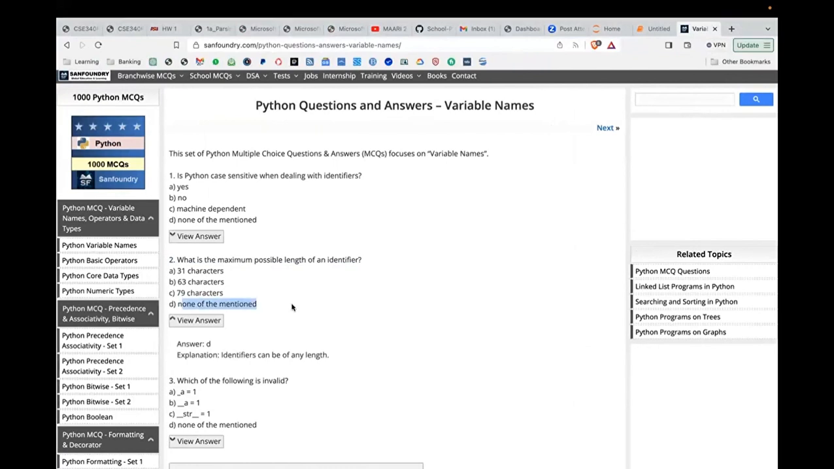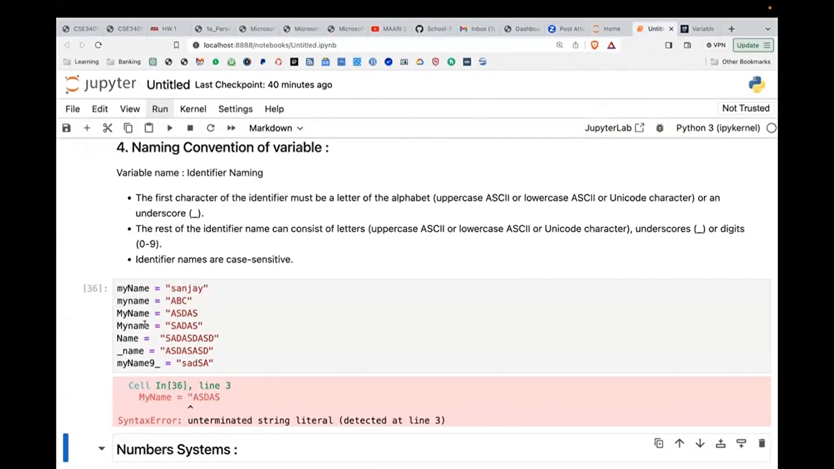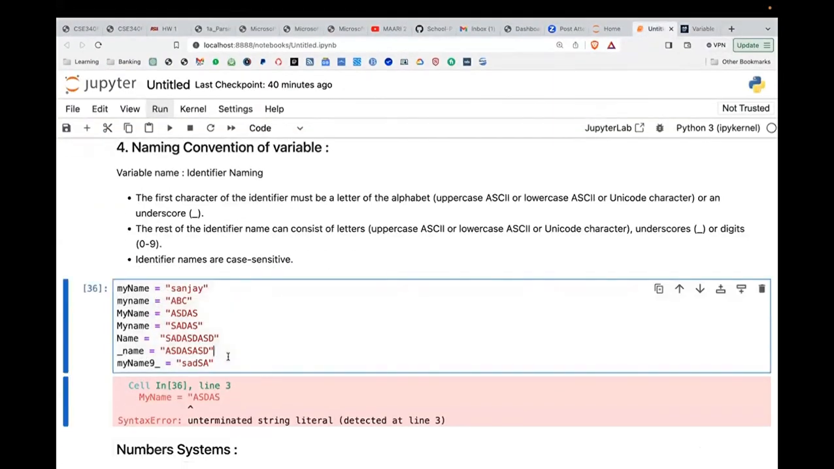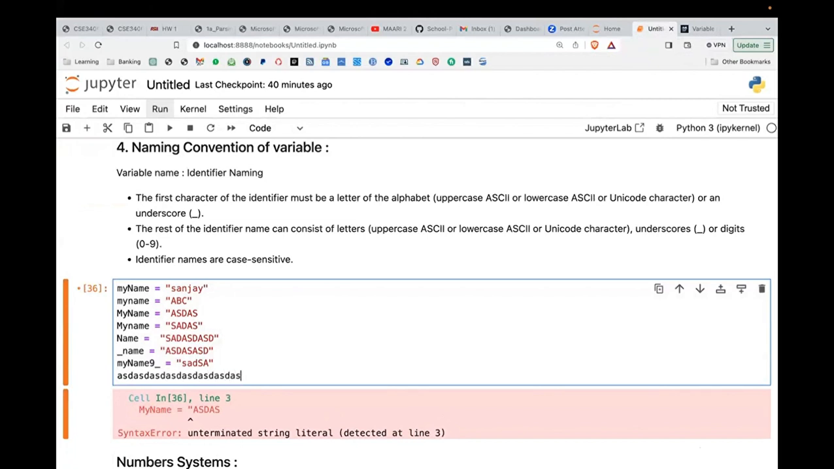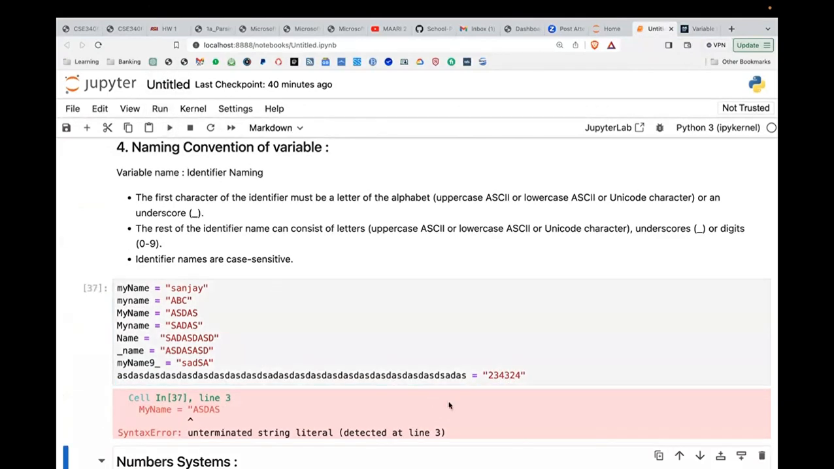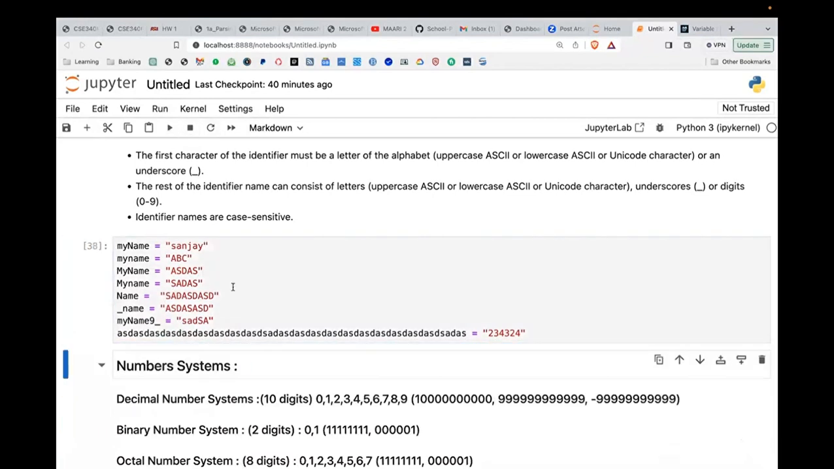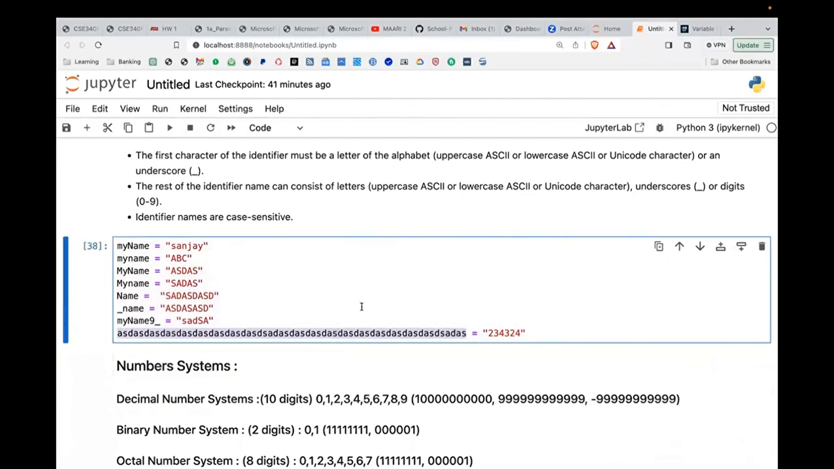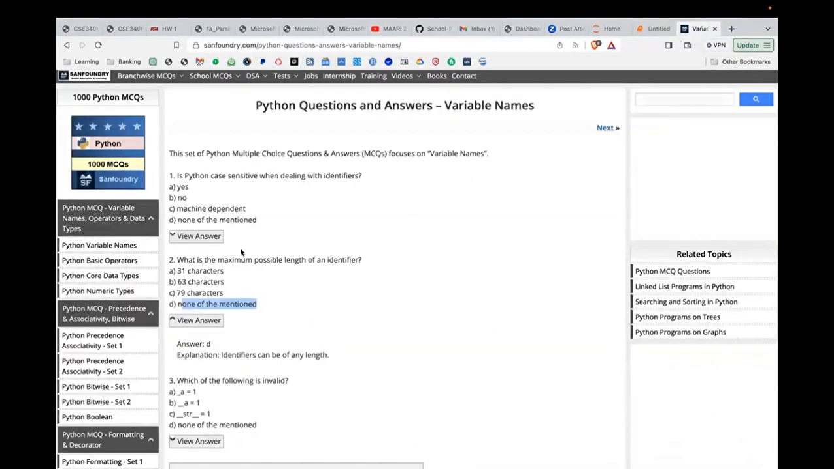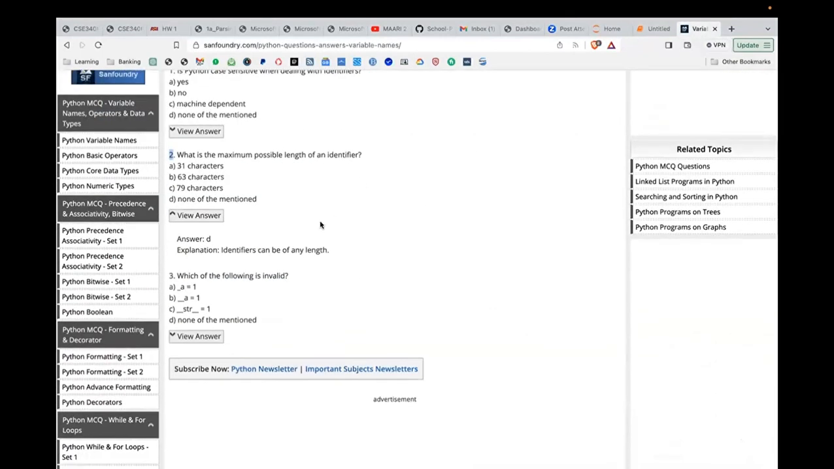Name. What is the meaning of that? You can actually write a very big variable name, it doesn't matter. There is no limitation given by Python. It's still a valid variable name. You can have a very big maximum possible length for the identifier.